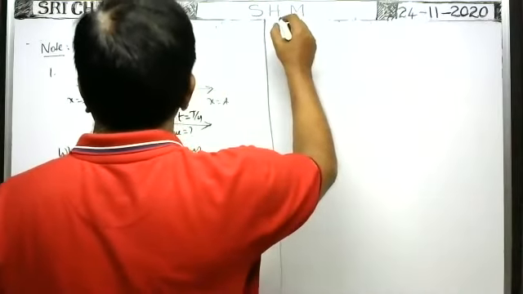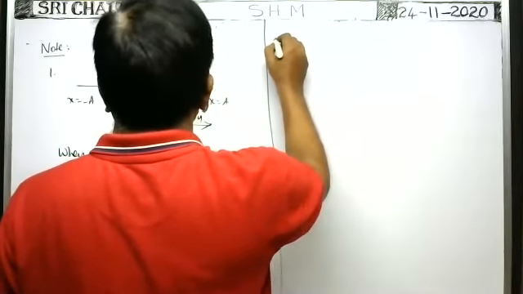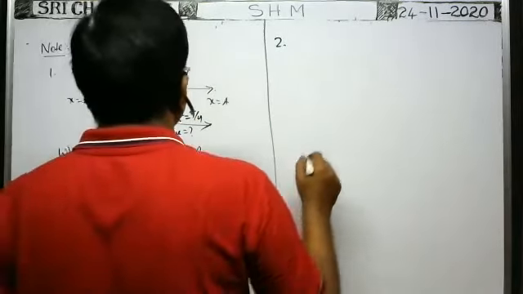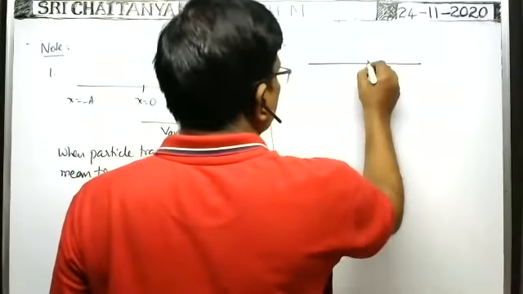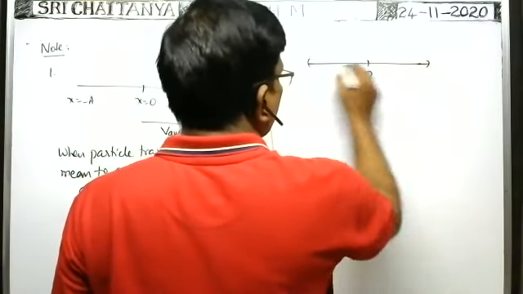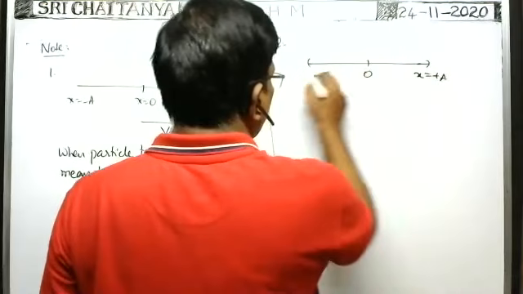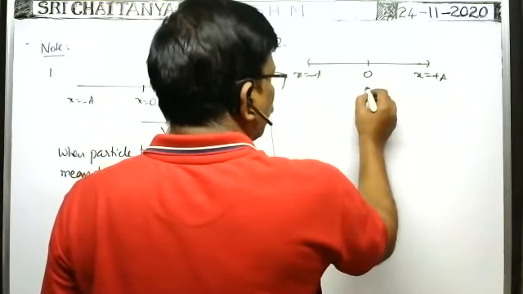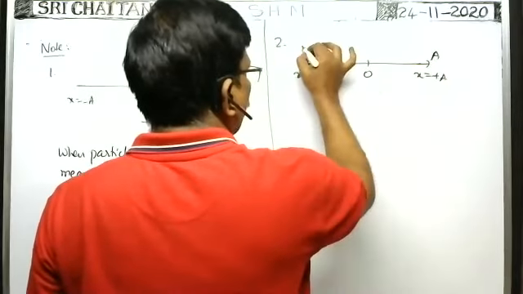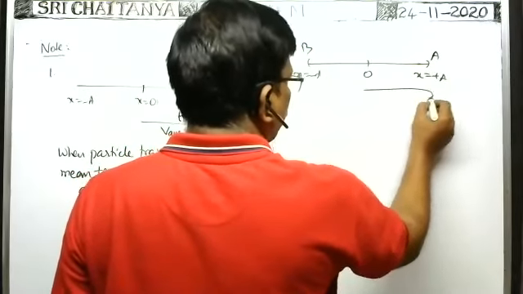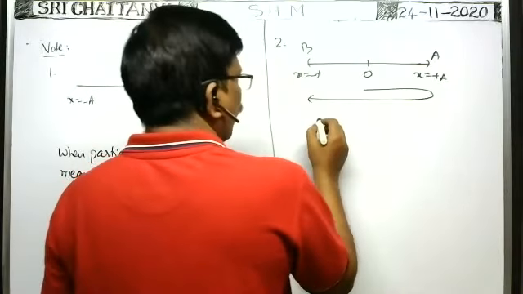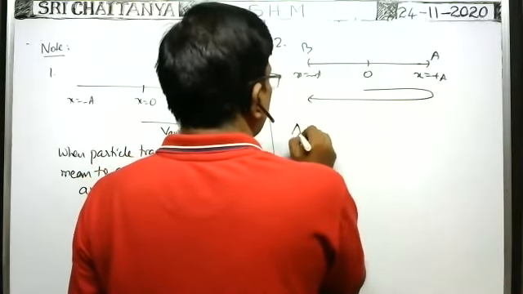Next, second one. It is mean position, x is equal to plus a, x is equal to minus a, right extreme position, left extreme position. When the particle travels from O to A, then B, from O to A, then to B. Okay, then what is the average velocity?